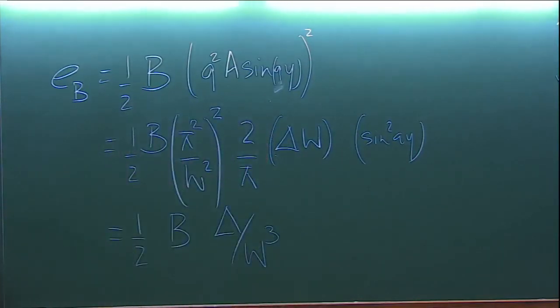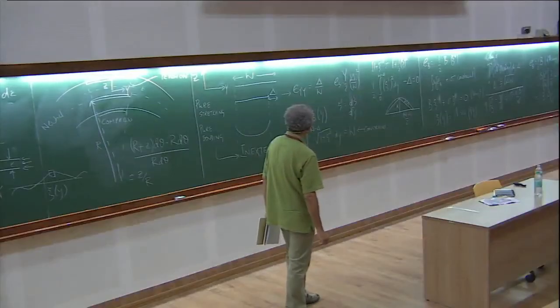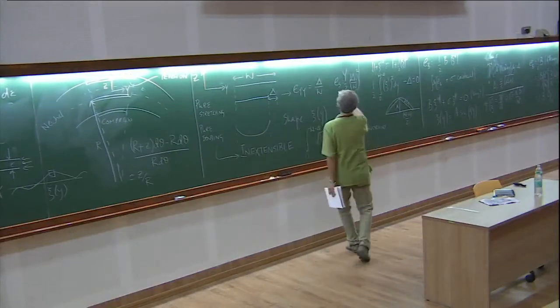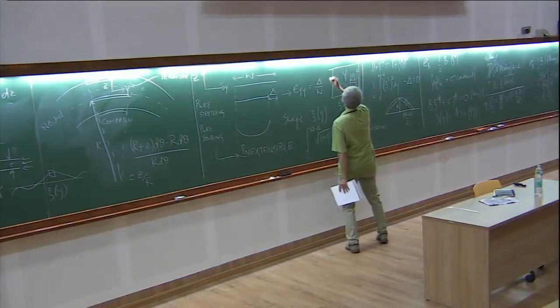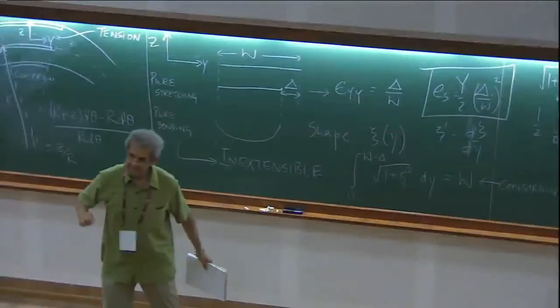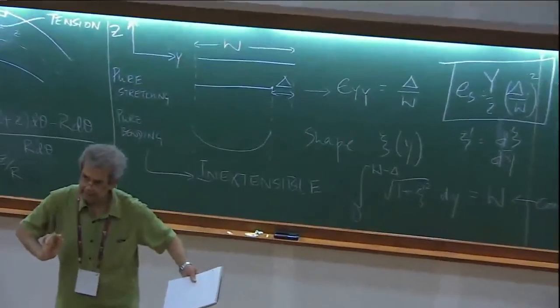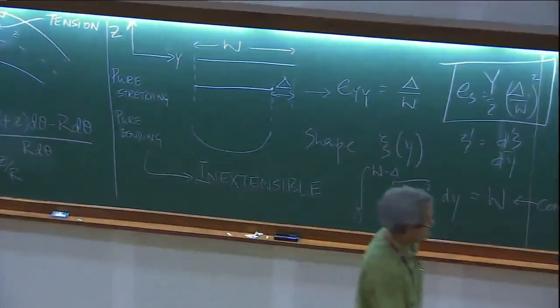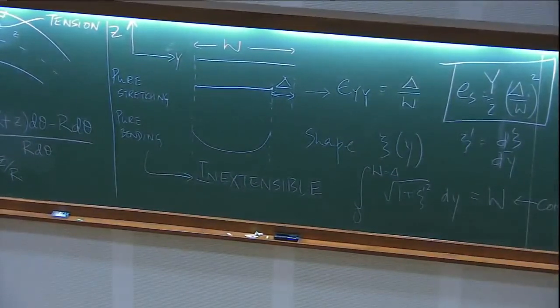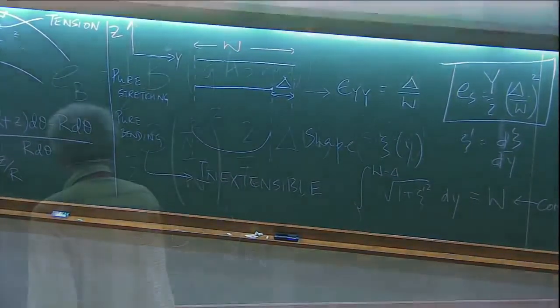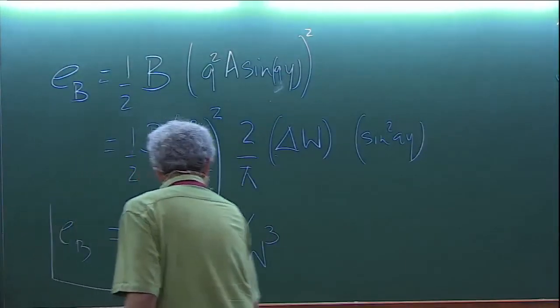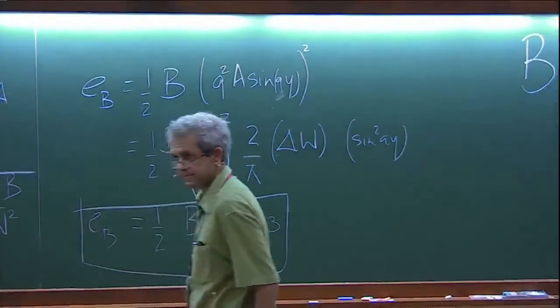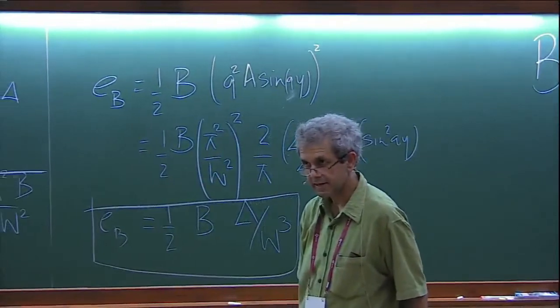Okay, so the result is hidden here, and let me make it a little bit clearer. So in pure compression, what do you get? You get that when you push this thing, the energy scales with delta squared. Okay? And in pure bending, the energy density scales with delta. Okay?